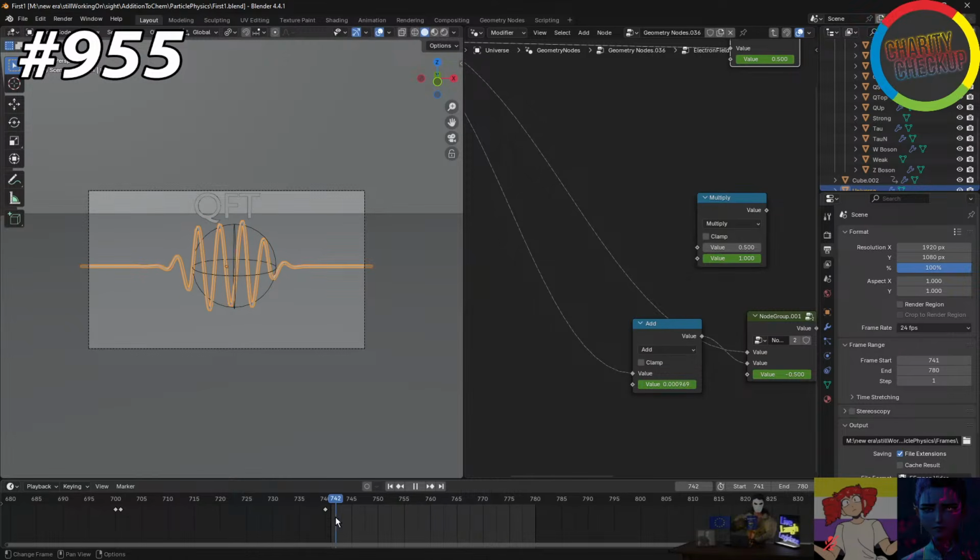Oh no, wait, I'm an idiot. I shouldn't have rendered that. Oh, damn it! That's because right here what we need is just the loop.